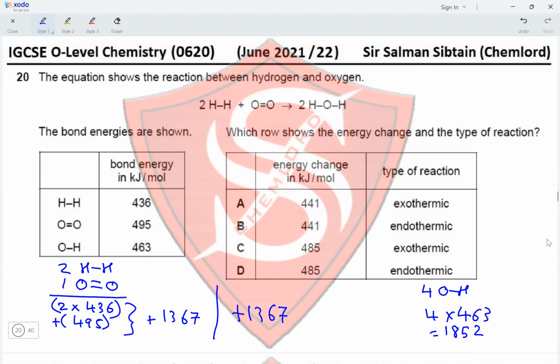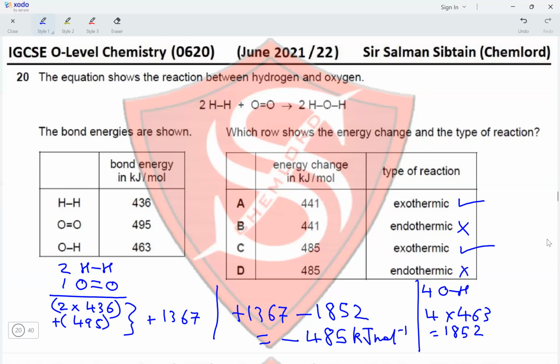And bond making is exothermic. So this would be negative. This would be minus 1852, giving us a net value of negative 485 kilojoules per mole. So negative means the reaction is exothermic, eliminating options B and D, and the value is 485, not 441, eliminating option A. Making option D the correct, no, 485, making option C the correct option for this question.